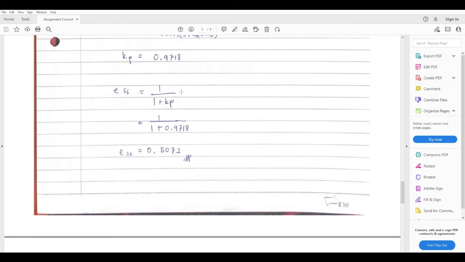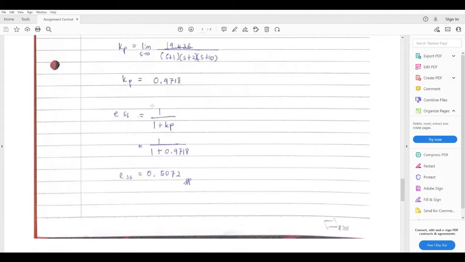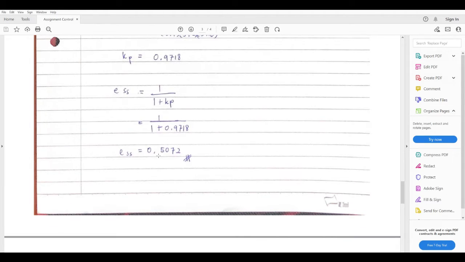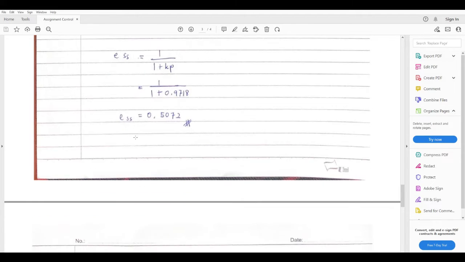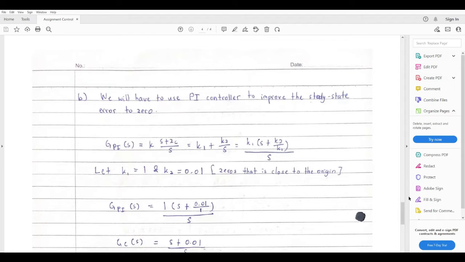So the formula is 1 over 1 plus KP. Okay, so the value for KP we already get, so just substitute and that's all. So we will get 0.5072 for the steady state error. Okay, so next for the question B.